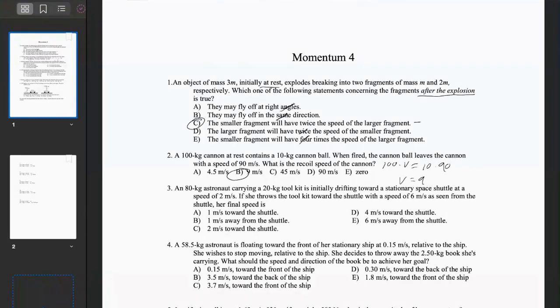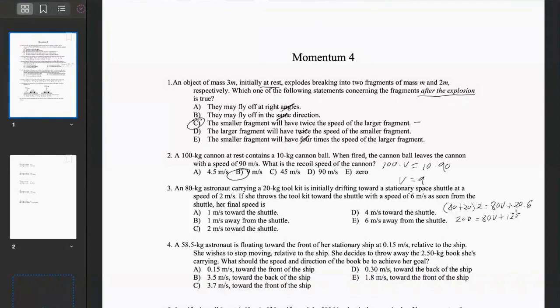Number 3, so we've got an 80 kilogram astronaut carrying a 20 kilogram toolkit, and they're drifting towards a stationary space shuttle at a speed of 2 meters per second. We're going to add up their masses because they are one big mass that are going to then separate like an explosion. 80 plus 20 times 2, their velocity, is equal to, after the explosion, 80 times v, astronaut times their velocity, plus the mass of the toolkit times their velocity, 20 times 6.